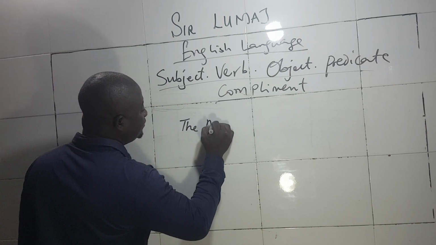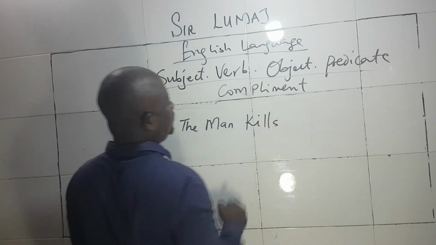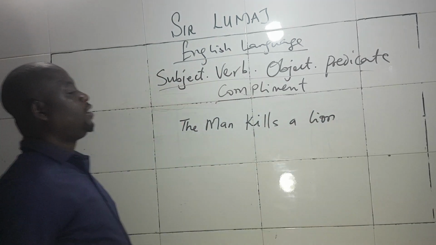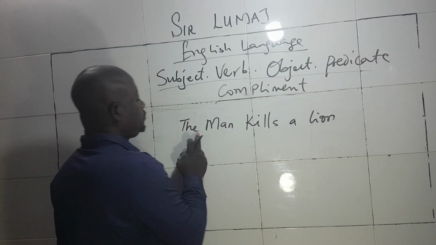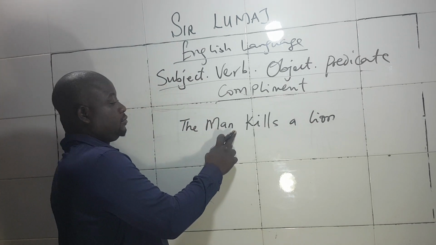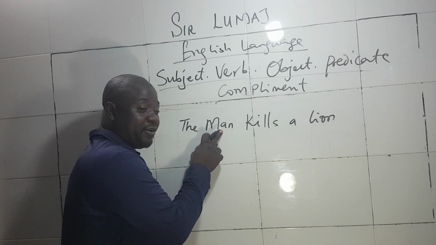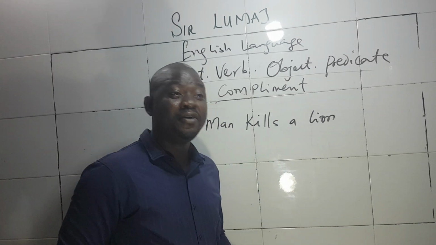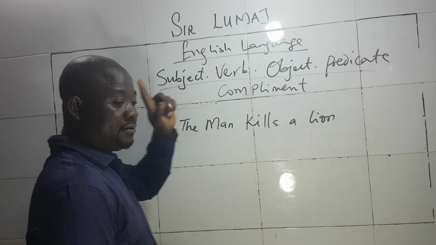The man kills a lion. The man kills a lion. There is what? Article. Man. What about that which is man? Good. Now, kills. You know, you don't need to cram whether something is a verb or not. The way I will explain now, you understand. Let's now go. The man.